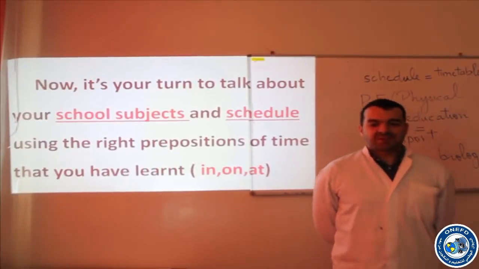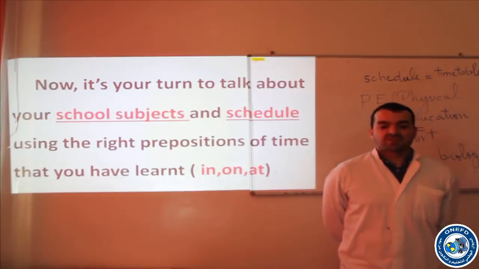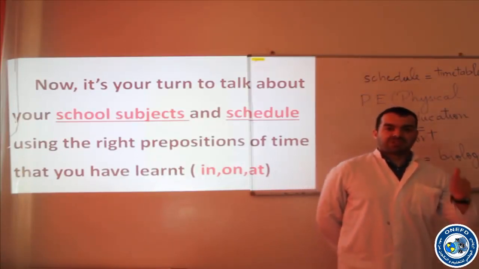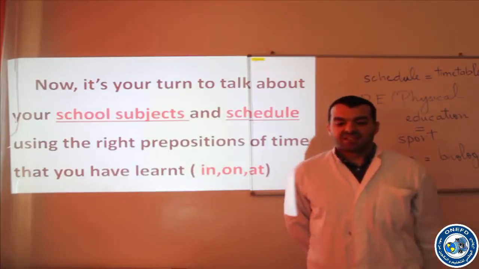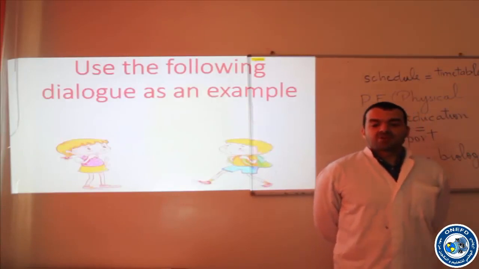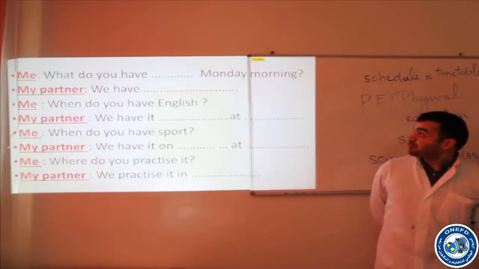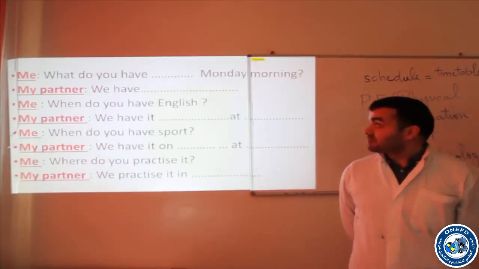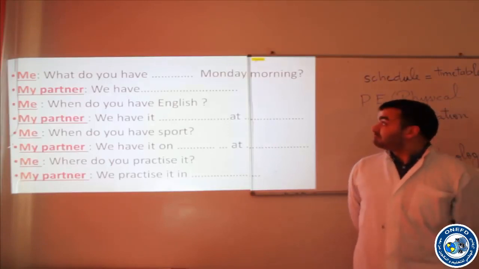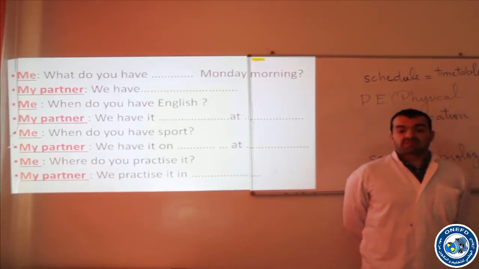Well, now it's your turn to talk about your school subjects and schedule using the right prepositions of time that you have learned, for example, in, on, and at. Use the following dialogue as an example. For example, you and your partner: What do you have on Monday morning? Your partner: We have, etc.